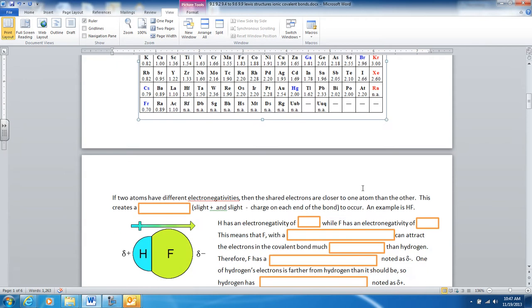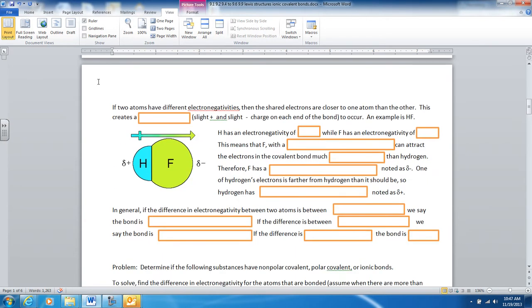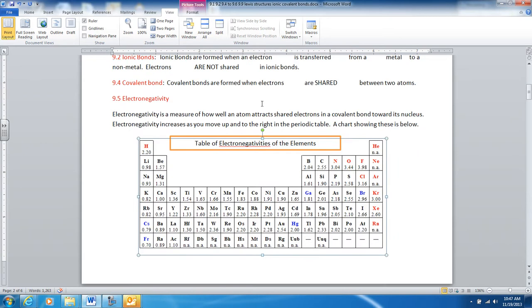So why do we care about electronegativity? This is why. If 2 atoms have different electronegativities and the shared electrons are closer to one atom than the other, that's because of this definition. It's how well an atom attracts electrons. Whoa, we don't want to move that A.